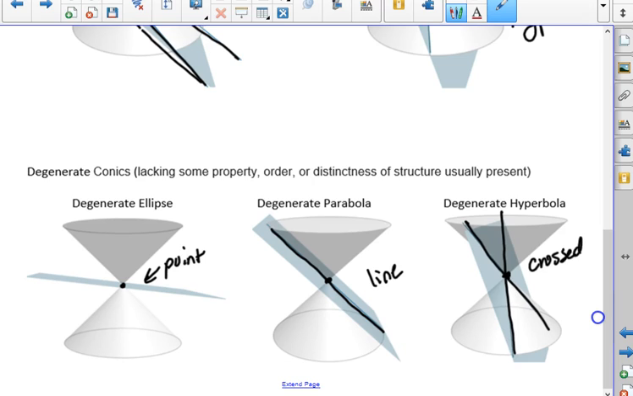We're not really going to be worried so much about that, but I just thought I'd show you that because it's fun, and the word degenerate is kind of fun. Lacking some property, order, or distinctness of structure usually present. Or you can think of a degenerate character as lacking in moral quality, and so forth. So that's what a conic section is, a curve formed by the intersection of a plane and a double cone.